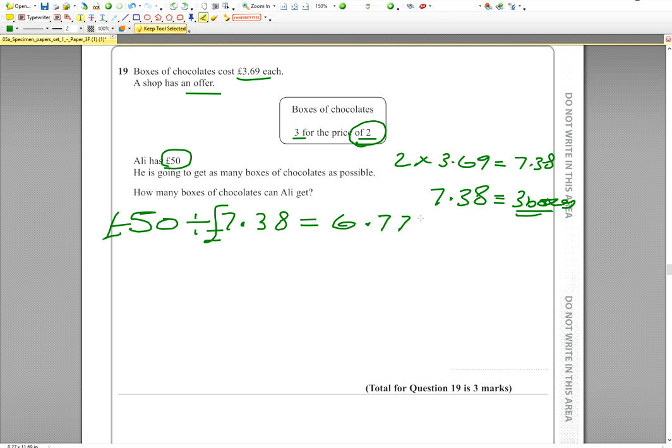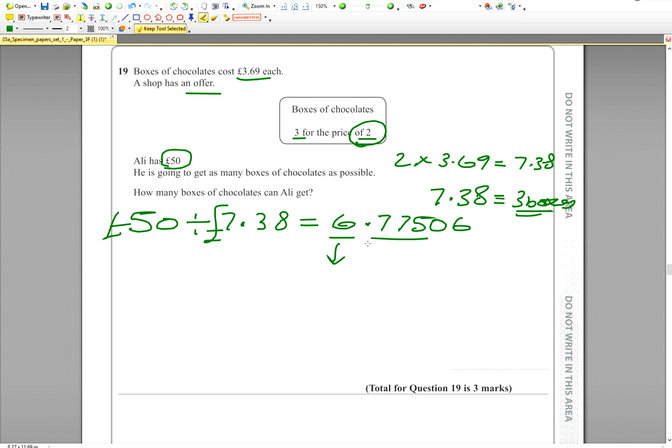6.7756. 6.77506. Okay, that's lovely. Something like that, basically. Now you can't buy 6.7 of a box. So how many boxes can you buy then? 7. No. 6. Yeah. You can't afford to buy the 7th box.